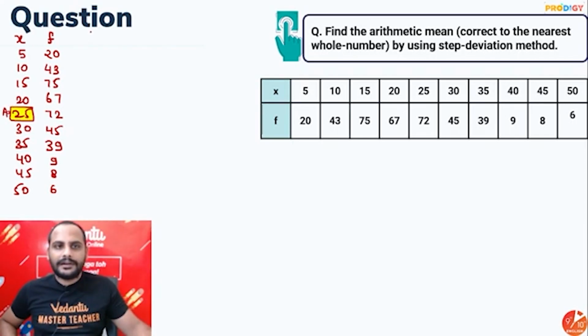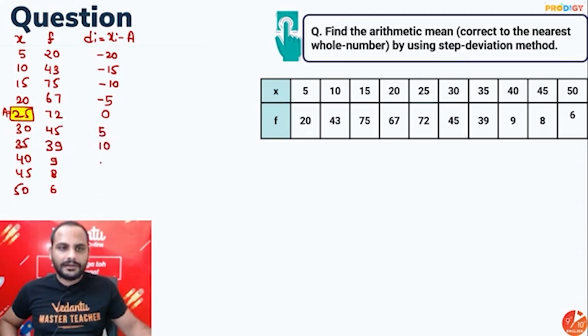So the same thing, the di values you will find out, which is equal to xi minus A. You know it. So 5 minus 25 is minus 20, minus 15, minus 10, minus 5, 0, 5, 10, 15, 20, and 25. Di values we have got.